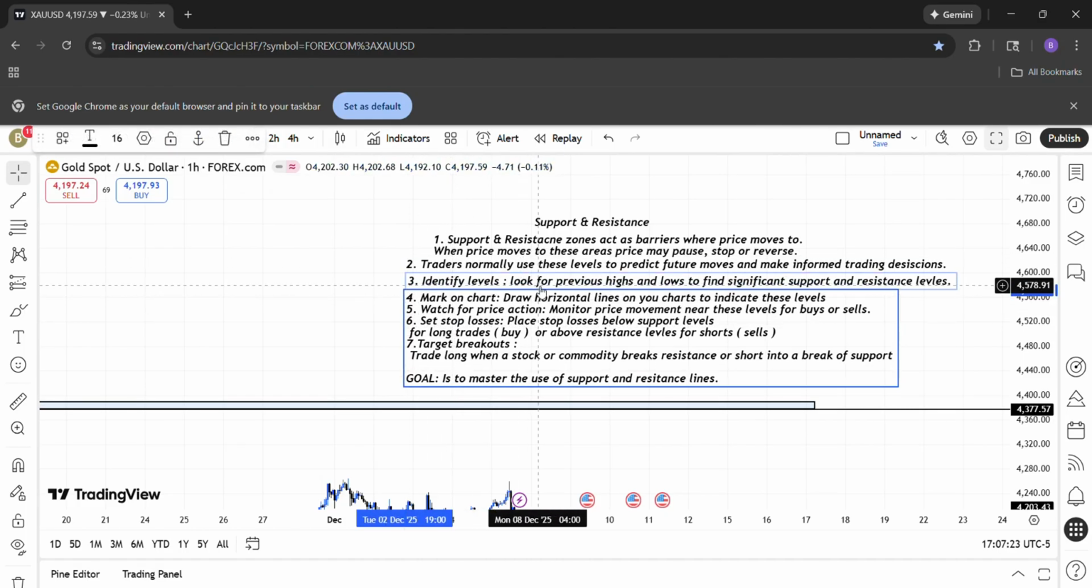Number three, identify levels. Look for previous highs and lows to find significant support and resistance levels. Number four, mark on chart. Draw horizontal lines on your chart to indicate these levels. Number five, watch for price action. Monitor price movements near these levels for buys or sells. Number six, set stop losses. Place stop losses below support levels for long trades, meaning buy, or above resistance levels for shorts, meaning sells. Number seven, target breakouts. Trade long when a stock or commodity breaks resistance, or short into a break of support. I'll go over this later in the video.